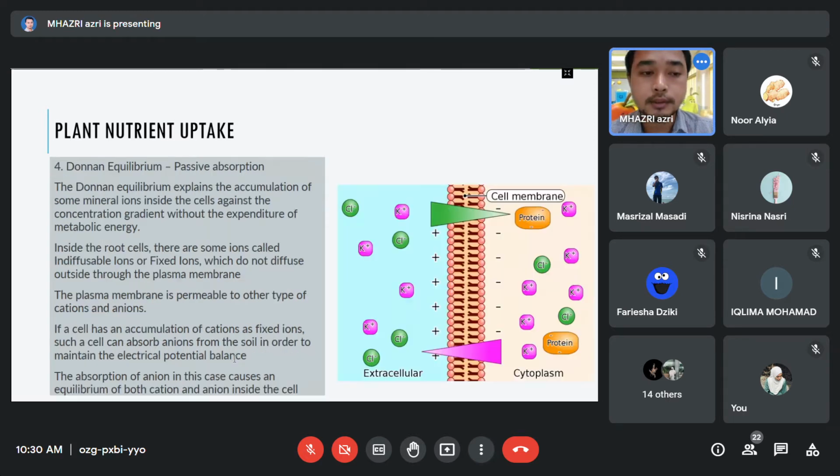Okay, Donnan equilibrium. Okay, apa dia itu Donnan equilibrium? Awak pernah dengar pasal Donnan equilibrium?